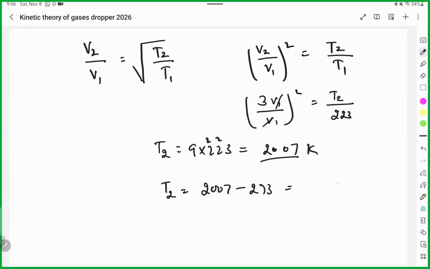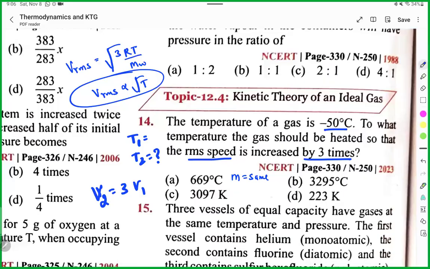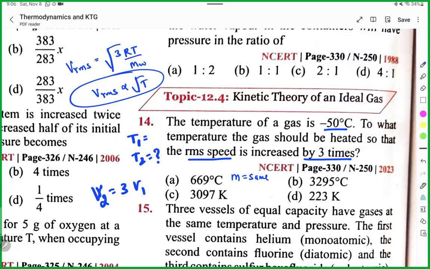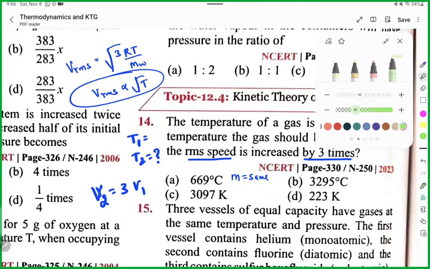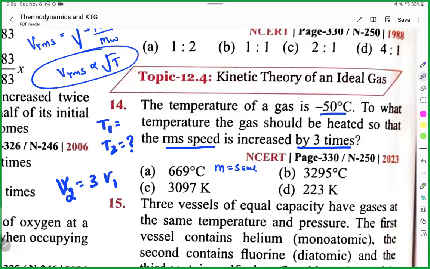Sir, I am getting 1734. Is there an option? Degree Celsius, no. Kelvin, no. So we have to check if we made any mistake in this question. Let's see. Sir, will option D not come? D will not come. 223 is very low because the speed has increased.